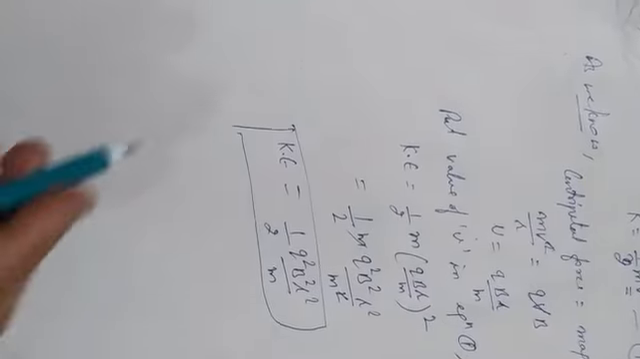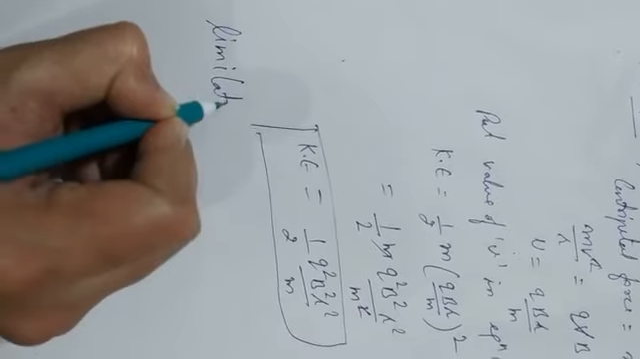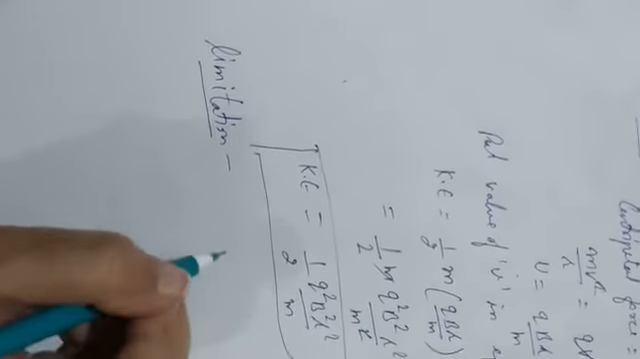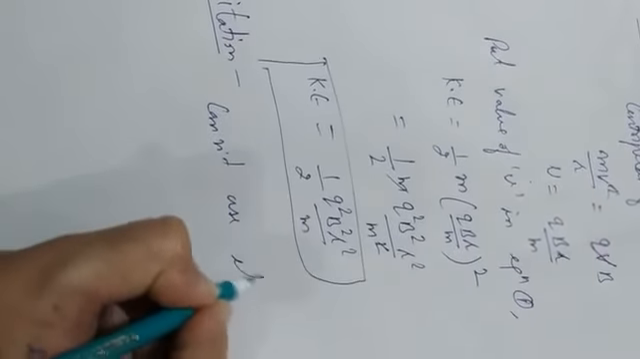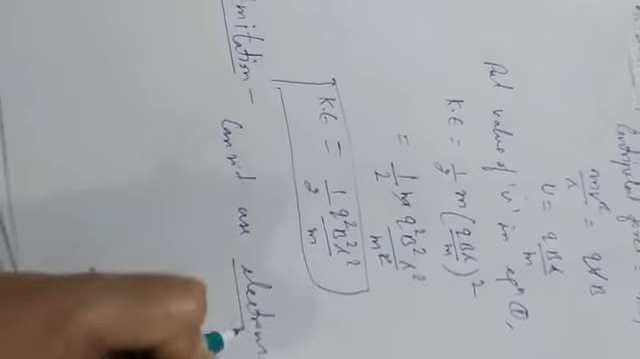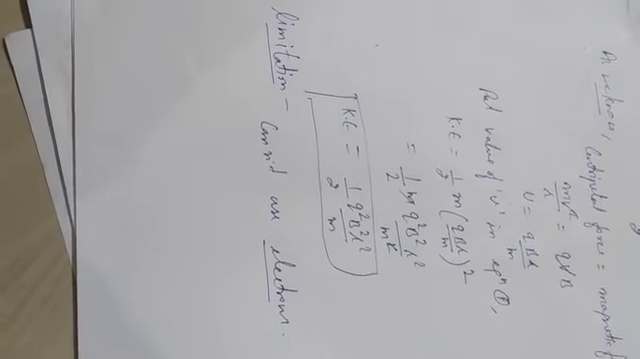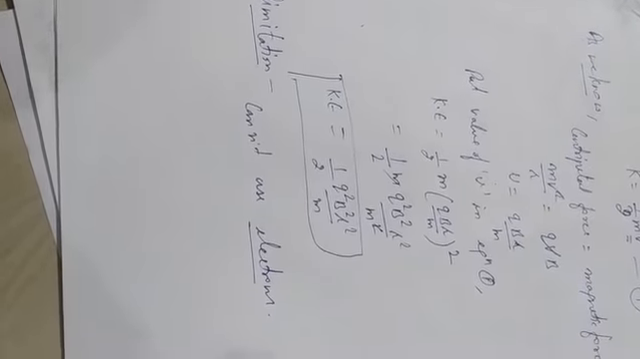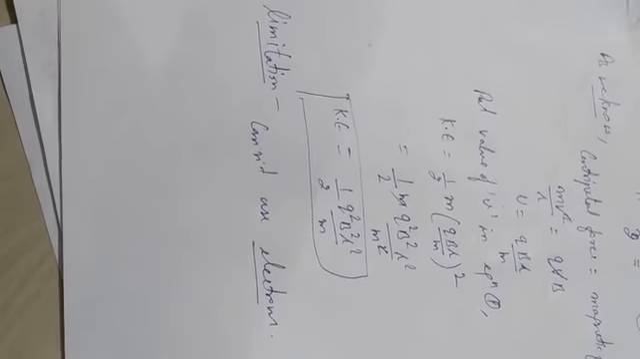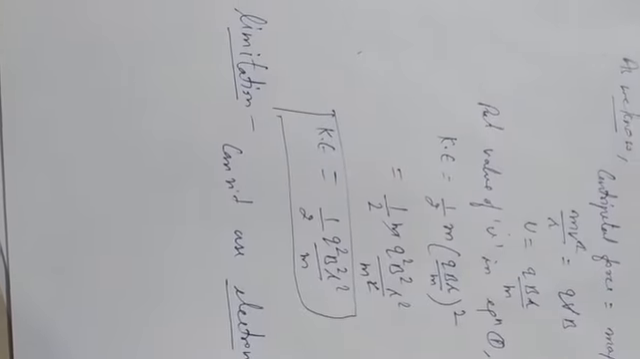This is the cyclotron. Now, the limitation means disadvantage. We can't use electrons. Why? Because electrons have negative charge and very small mass. If the mass is small, the particle will not accelerate inside the D, so it will not take the circular path. That's why we can't use them.